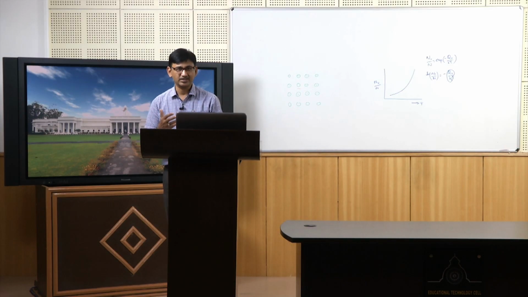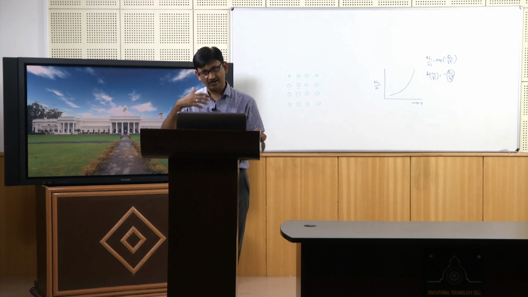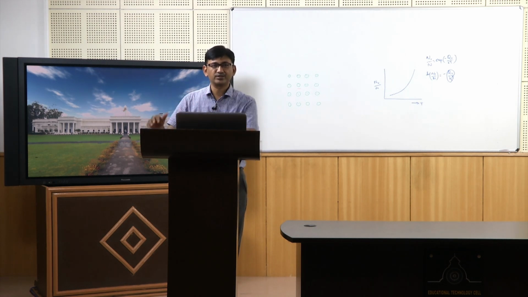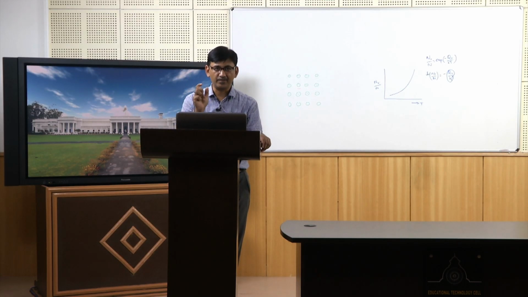So, by using the Burgers vector I can define what type of dislocation this is. In another plane the Burgers vector will be different because the atomic spacing will be different. Okay. So, this is how the edge dislocation will look, and this is how, by drawing a circuit around the dislocation and a perfect crystal, I can find out what the magnitude and the direction of the Burgers vector will be. Okay.